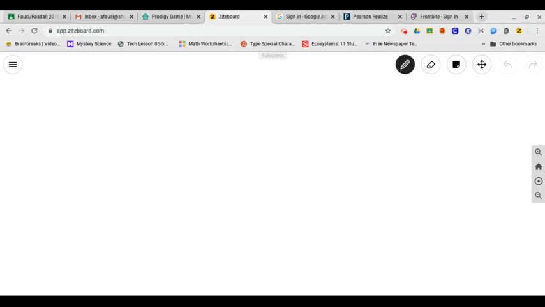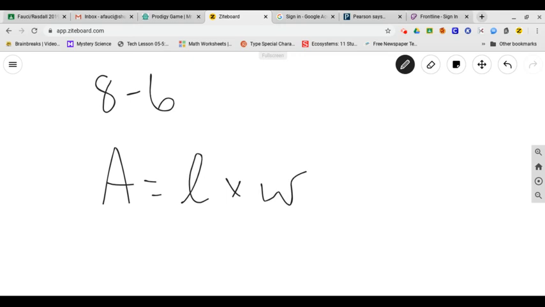Hey guys, today for Monday's lesson, we're doing 8-6, which is the area of a rectangle, or multiplying length times width to find the area of a rectangle. So that's the most important thing to remember today: the formula for area is length times width, and if it was a square, obviously it would be side times side because all sides are equal. There's a couple squares in there.